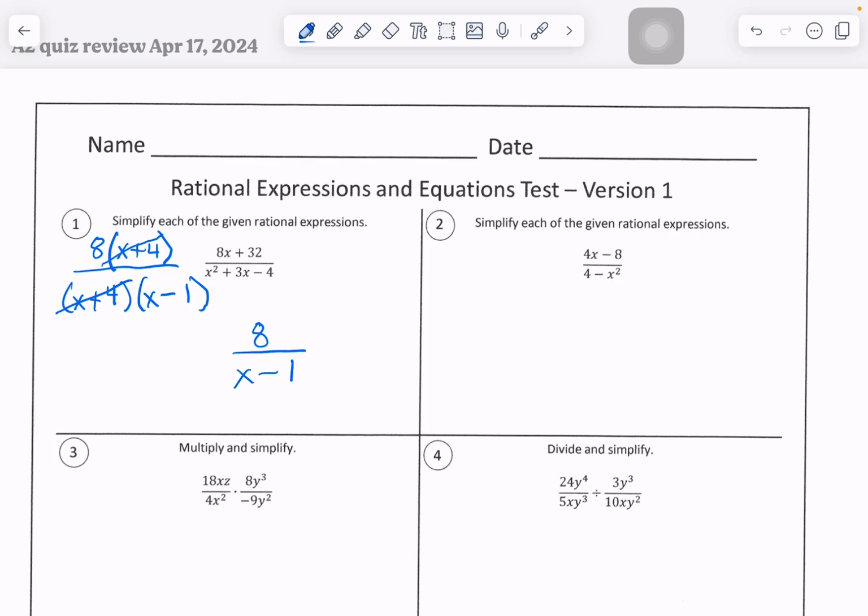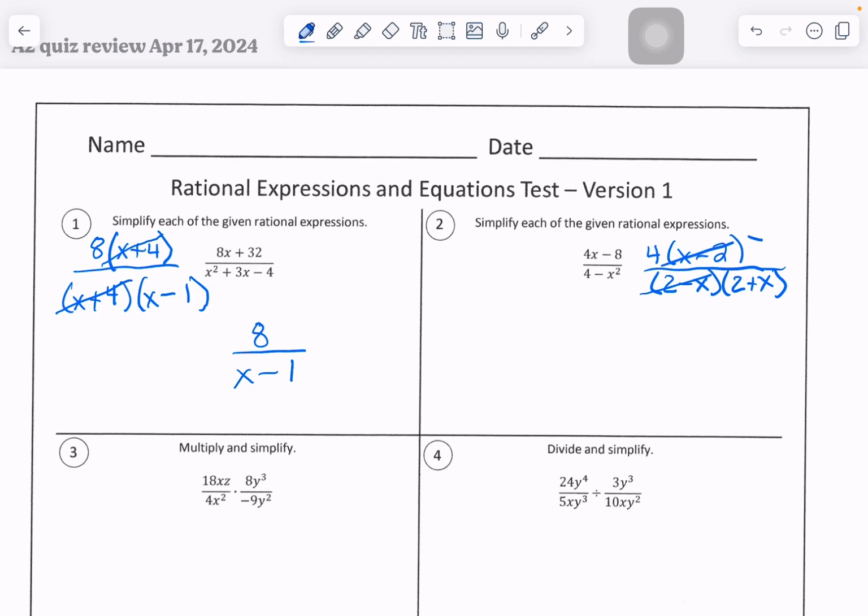All right, number 2, again, factor first, right? You take out a 4. Becomes x minus 2. And the denominator is the difference of two squares. Don't change the order. It's 2 minus x, and it's 2 plus x. Now this is the one you have to watch out for, because we have x minus 2 and 2 minus x, the same terms just flipped in subtraction.